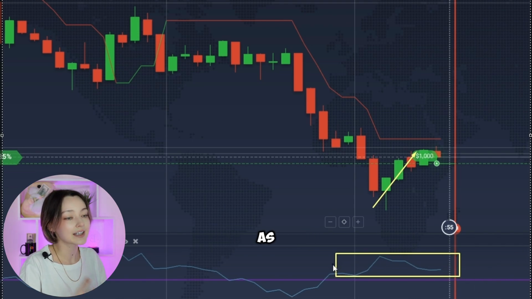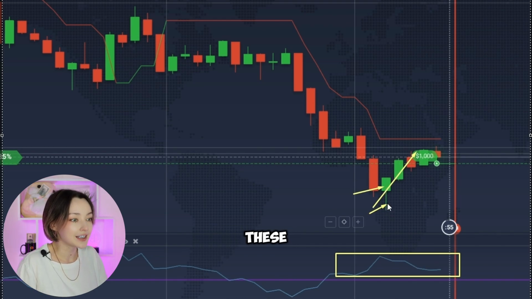As additionally confirming factors, I can see this candle right here with a big shadow on the bottom and a small body. And I can also see these full body candles over here, along with the following engulfing pattern.